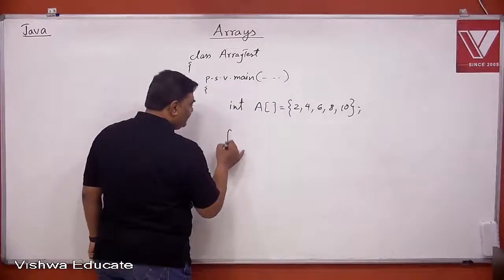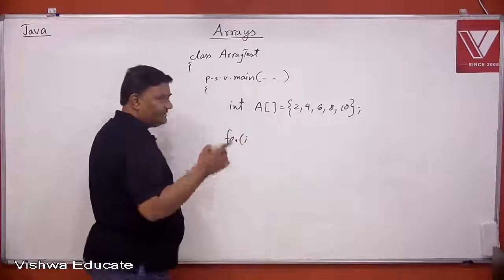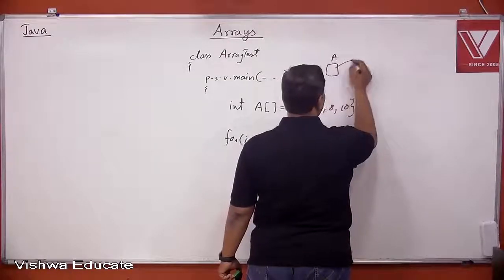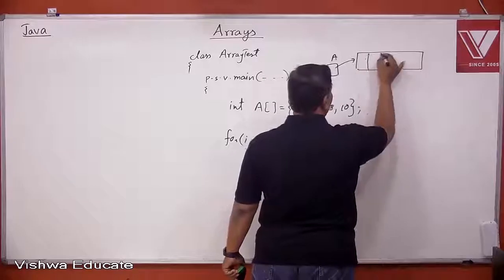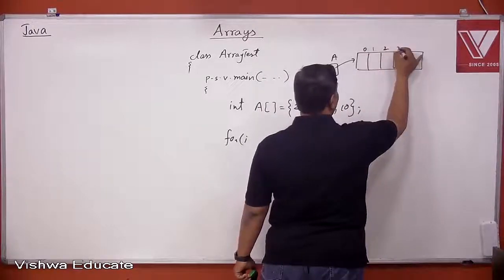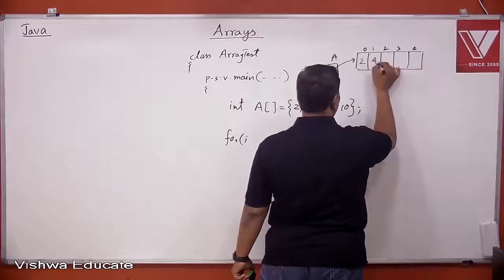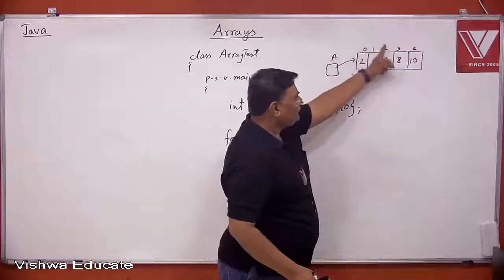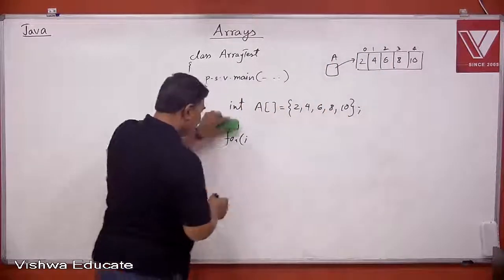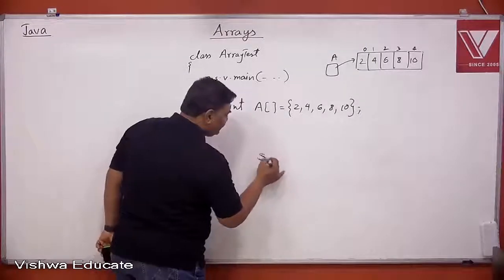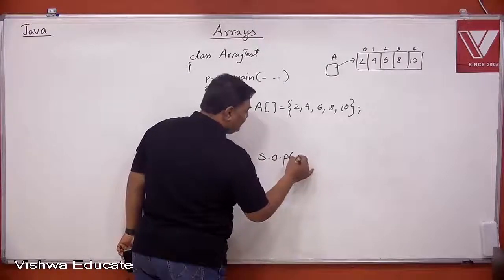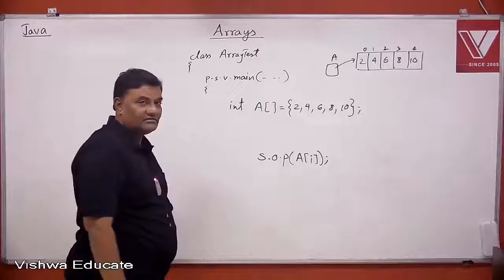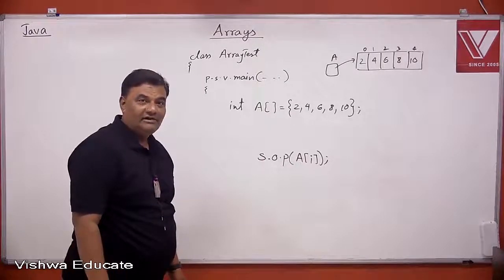How to display them? See, this is an array. Okay, I will draw it here. Before using that, I will show you this diagrammatically. 0, 1, 2, 3, 4, and these elements are 2, 4, 6, 8, 10. I want to display a of 0, then a of 1, then a of 2, then a of 3, then a of 4. So I want to display all of them. So what I'll do is, I will say System.out.println a of i.